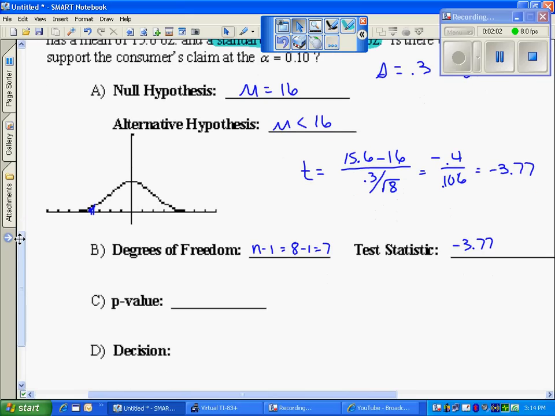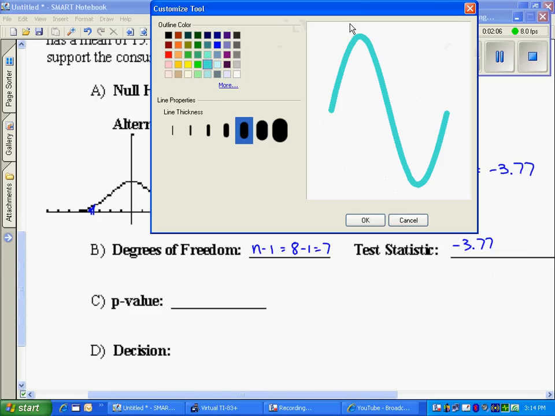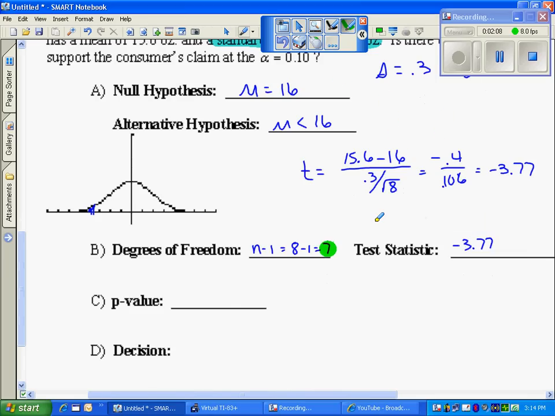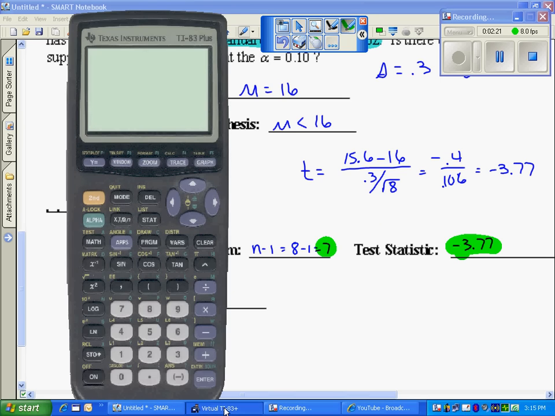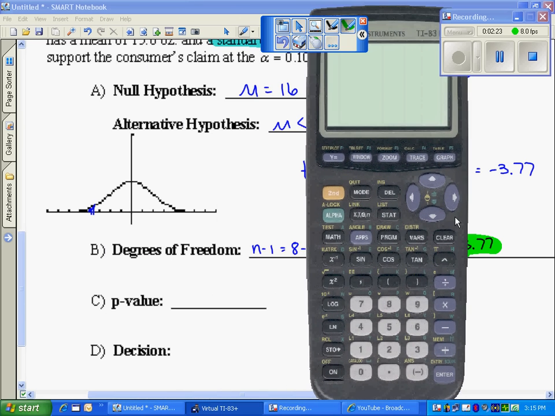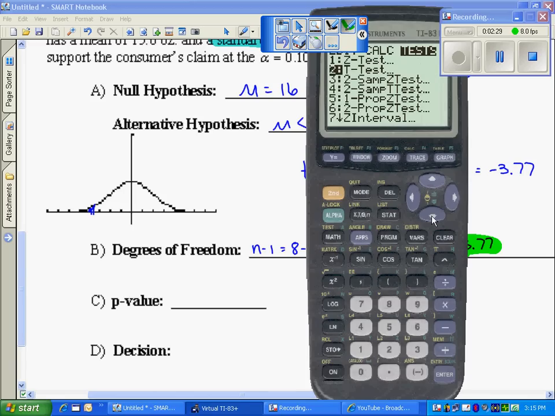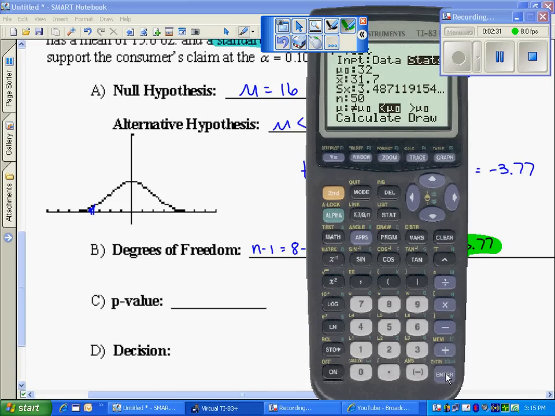In that table you're looking across 7 degrees of freedom to find this number. Where is that number approximately going to be? Well, it's pretty small, and that table doesn't do a great job because you have to estimate it. So I'm going to show you on the calculator. In the table, they're going to give you a range of p-values that you will compare. On the calculator, it will give you the exact.